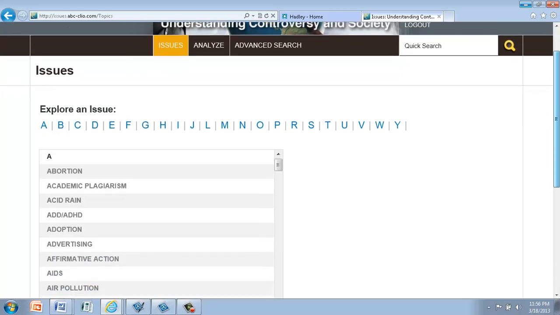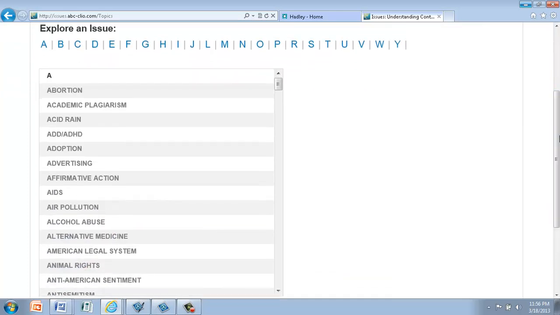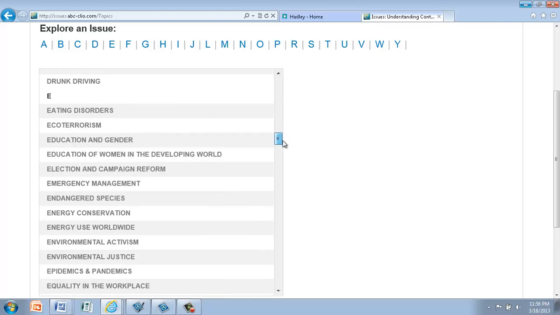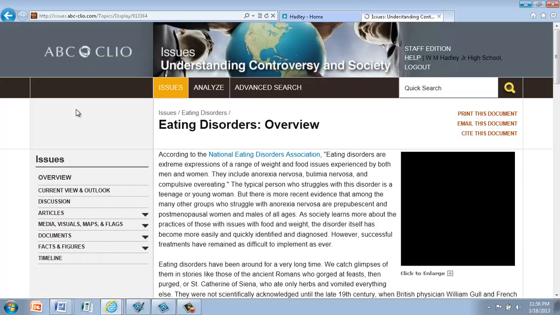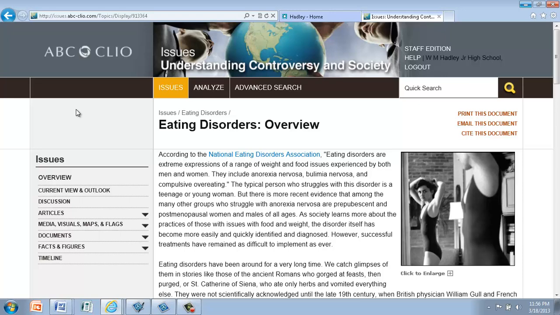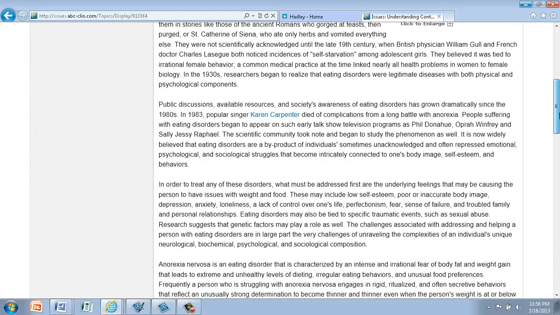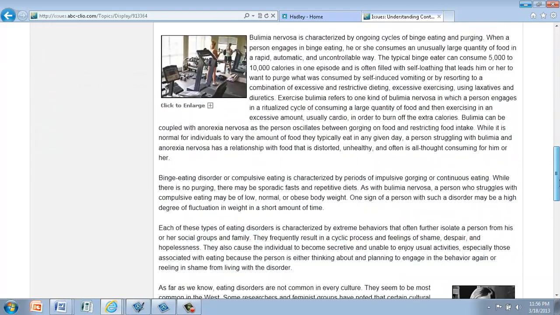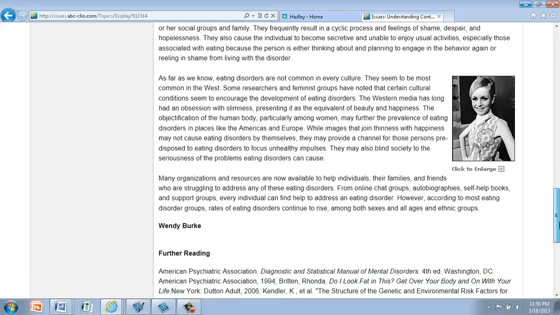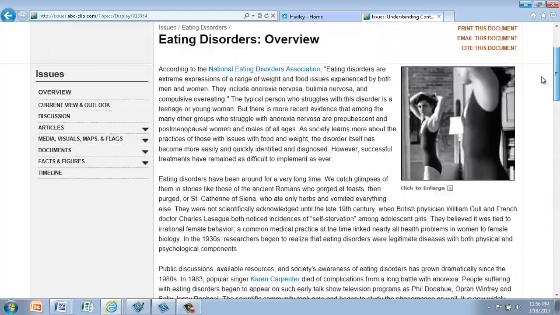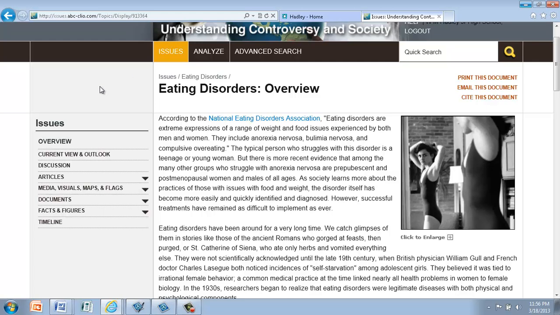Z to be debated by students, everything from abortion to adoption to advertising. As we scroll down, drug abuse, eco-terrorism, and so on and so forth. So let's say that our students want to debate eating disorders. I'd select that topic. It's going to give me an overview of the topic, which actually, as I've read through some of these, they are in and of themselves kind of an argumentative essay showing you both sides balanced of an issue. In some cases they are anyway.